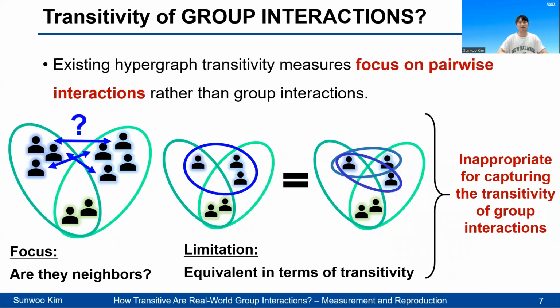Importantly, existing hypergraph transitivity measures focus on pairwise interactions rather than group interactions. They usually concentrate on whether two nodes are neighbors or not. And thus, as shown in the middle figure, the two cases are equivalent in terms of transitivity when we use such existing measures. This implies that it is inappropriate to use such measures to capture the transitivity of group interactions.